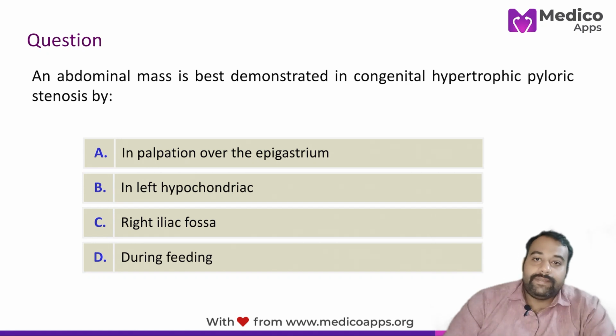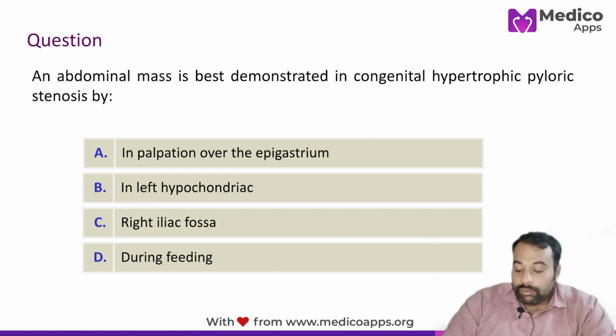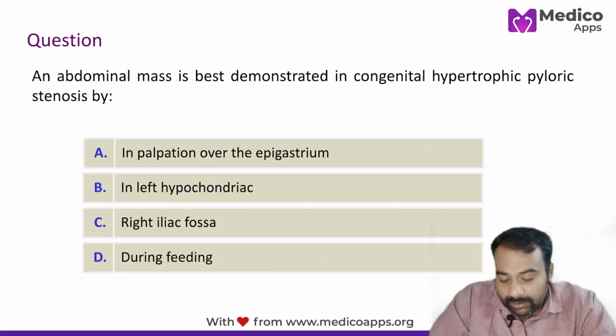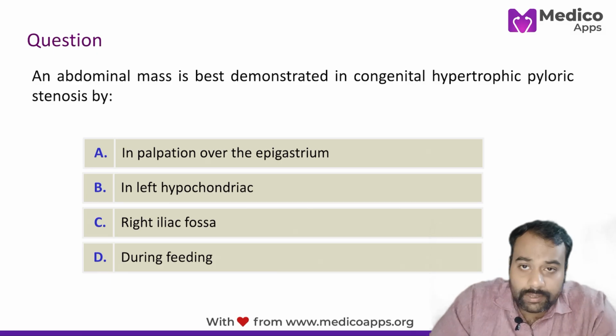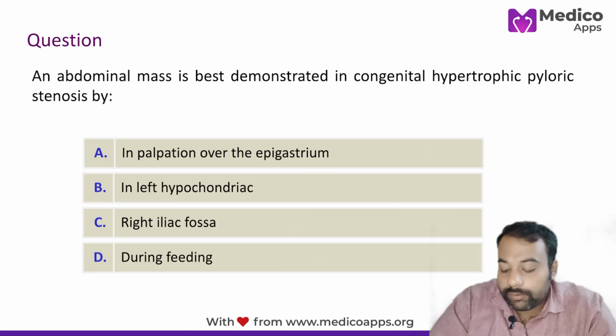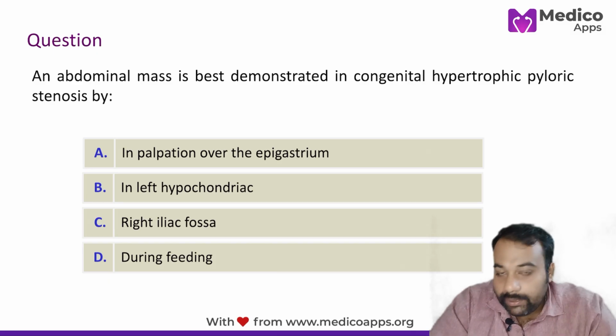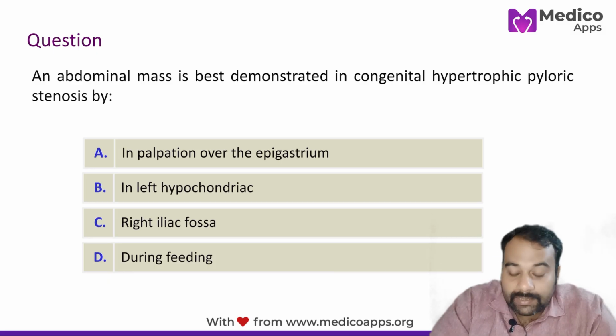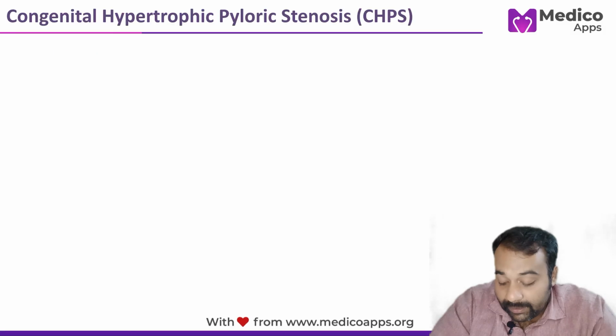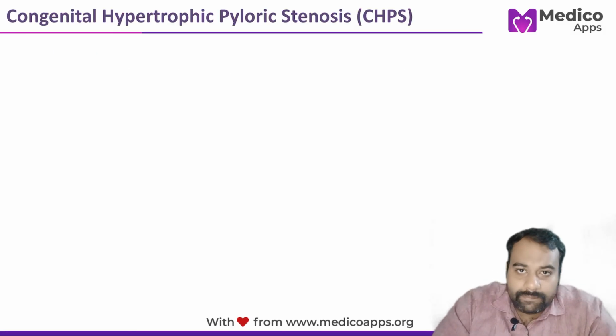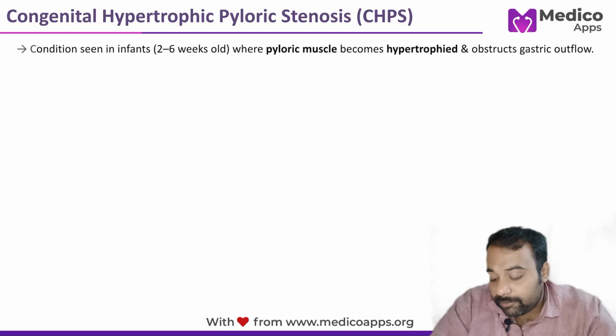Okay. So let's see the next question. Our next question is: an abdominal mass is best demonstrated in case of congenital hypertrophic pyloric stenosis by, option A, palpation over the epigastrium, option B, in the left hypochondrium, option C, right iliac fossa, option D, during feeding. So let's see a few things regarding CHPS and try to understand.